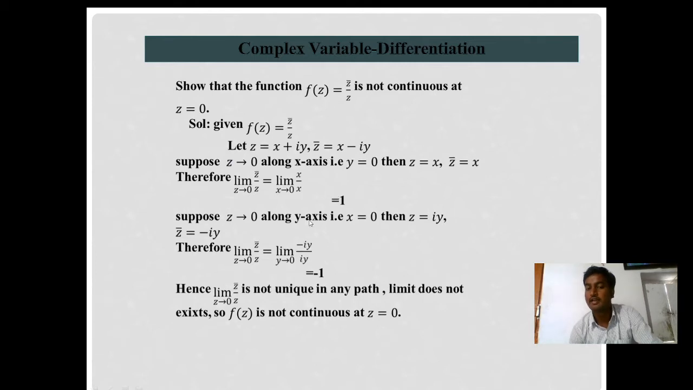Similarly along y-axis, x equal to 0. X equal to 0 means z is iy, so its conjugate is minus iy. Then limit z tends to 0, z conjugate by z is nothing but minus iy by iy. It is minus 1, right? See, along x-axis it is 1, along y-axis it is minus 1. So it is not unique in two paths. Therefore limit does not exist. Then we don't need to go for continuity.